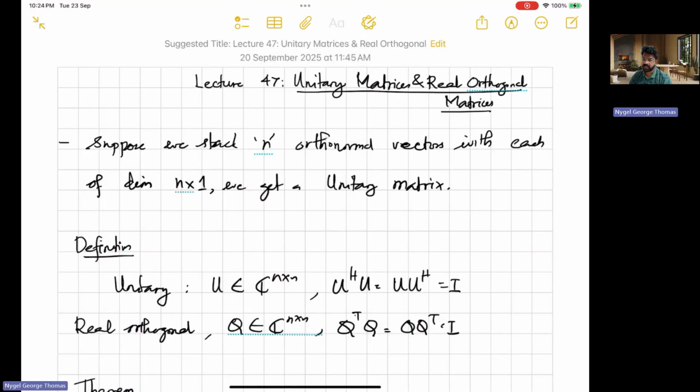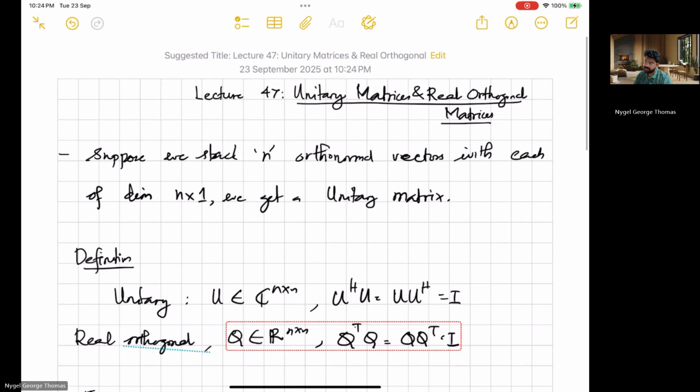The next topic to discuss is unitary matrices and real orthogonal matrices. Unitary matrices can be viewed as a generalization of orthogonal matrices. Orthogonal matrices are real, that's it. Unitary matrices can be complex also.